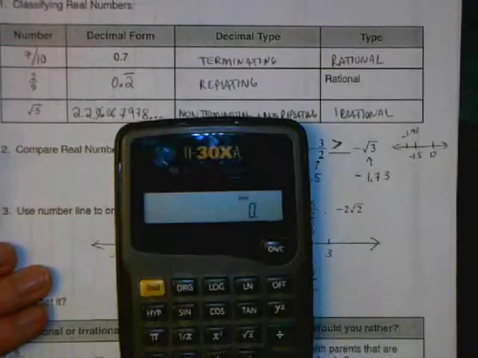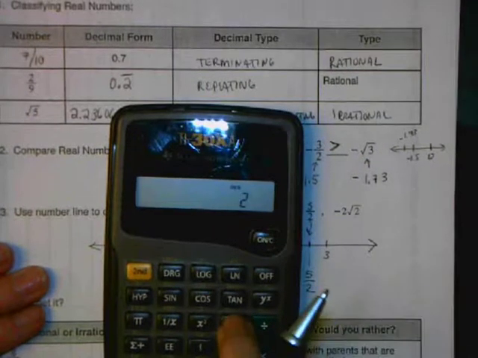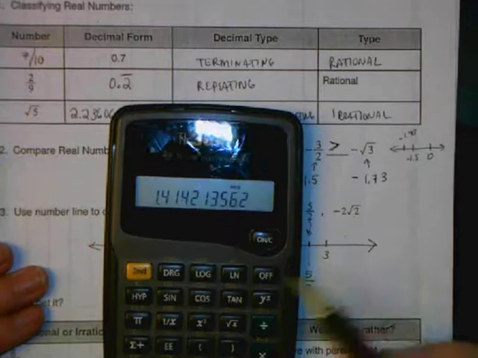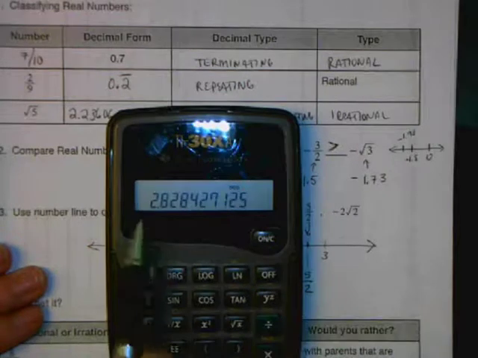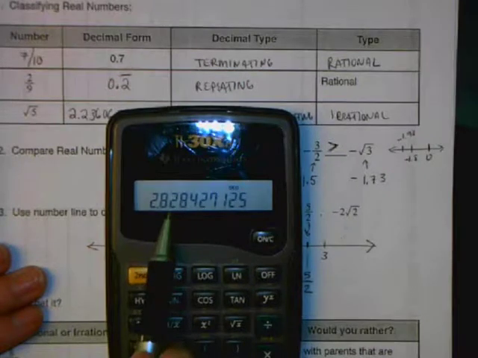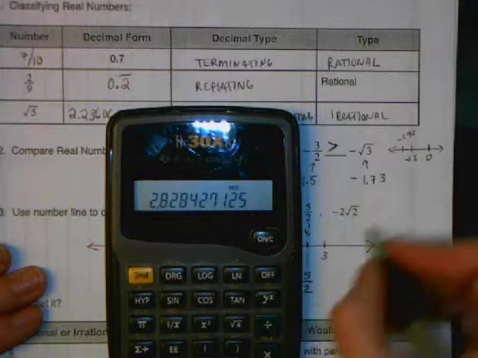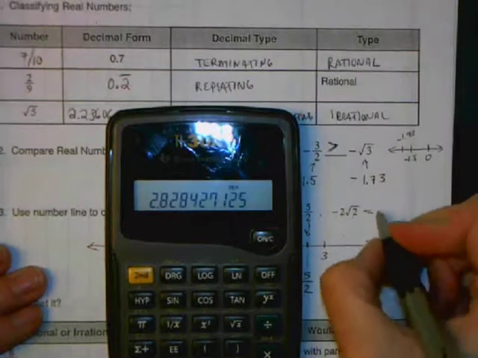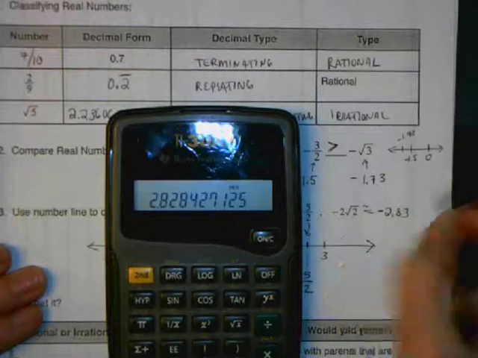And negative 2 times the square root of 2. I need my calculator for that one again. So I'm going to take 2, that's this 2 I entered. I'm going to take its square root, I get that. I'm going to multiply that number by 2. I get 2.83 approximately. And then don't forget the negative sign out in front of it. So this one is approximately equal to negative 2.83.